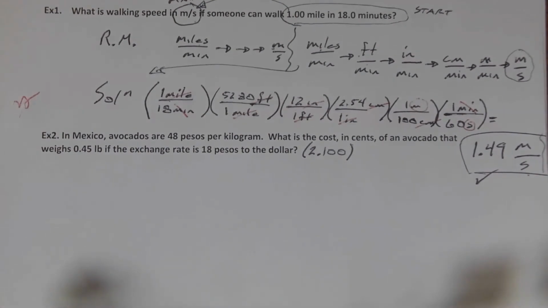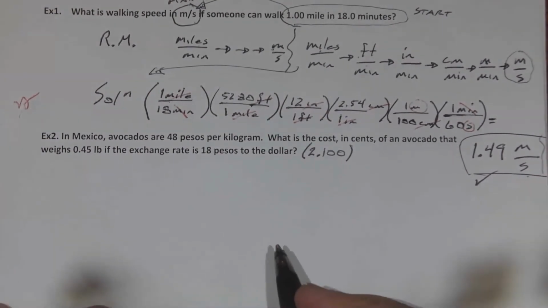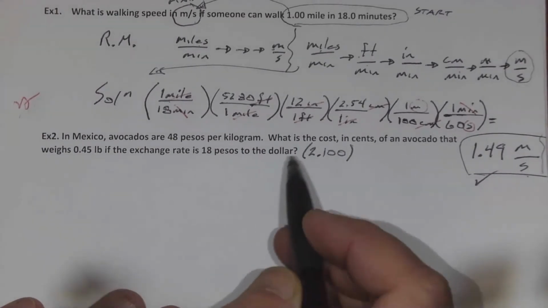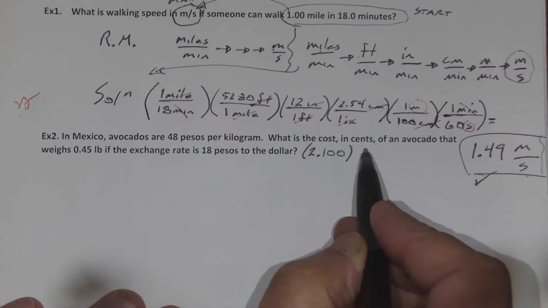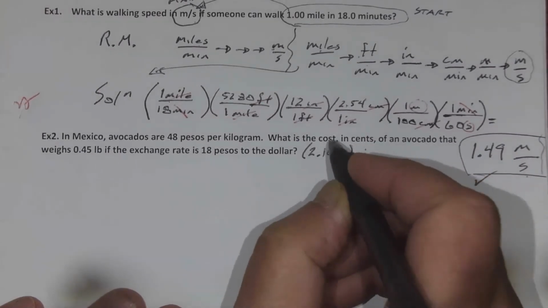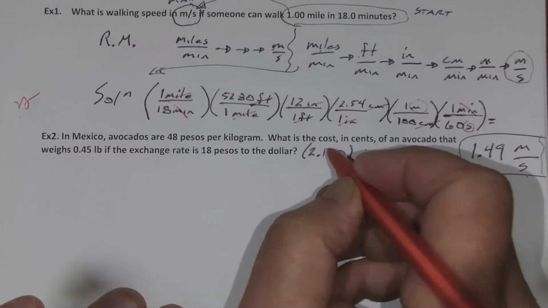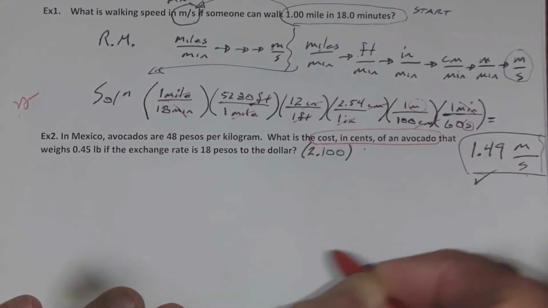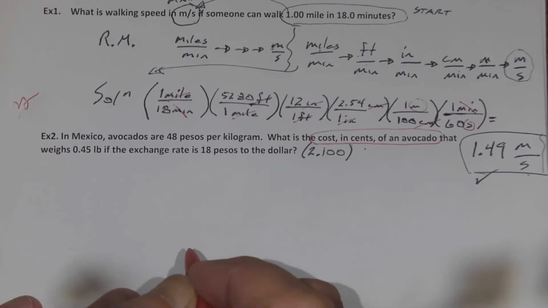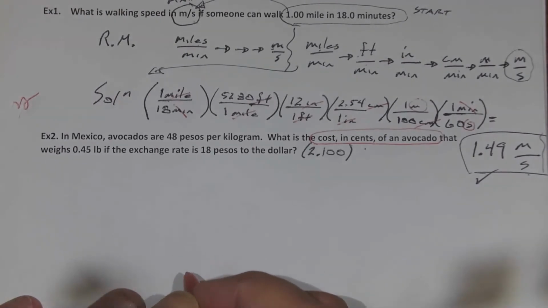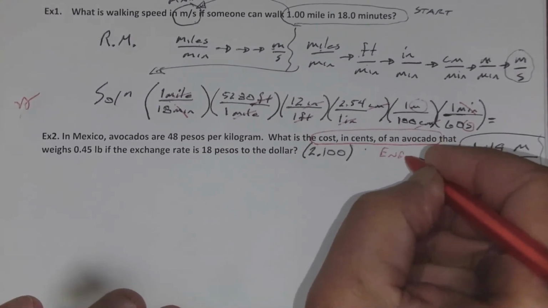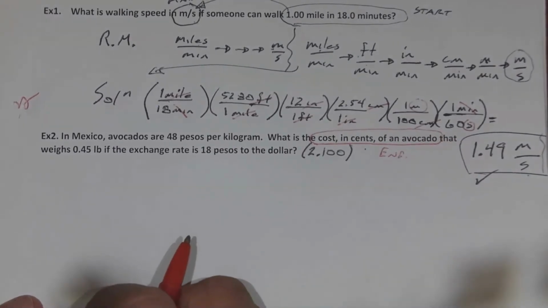So for this one, again, that first step is, well, what are we actually trying to find here? So in Mexico, blah, blah, blah, what is the cost in cents of an avocado? So that's what we're trying to find, the cost of an avocado. And the units are wanted to be in cents. Okay, so that's our end, our final, and our starting point.